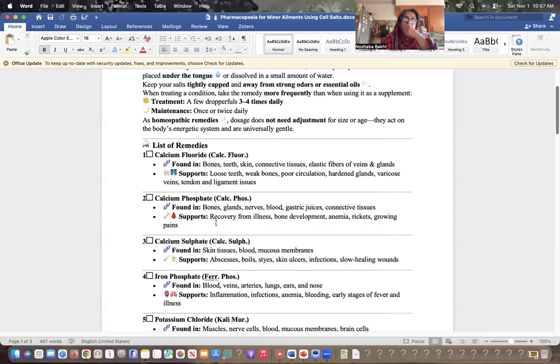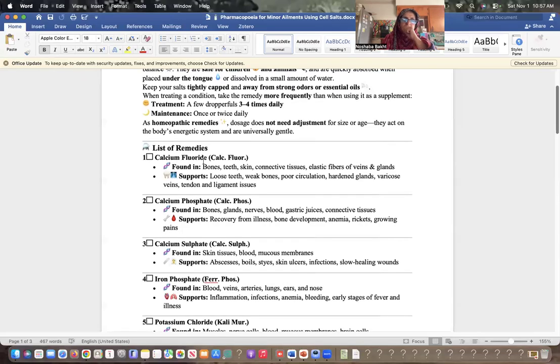So where is it found? It's found in bones, of course, calcium, right? Bones and teeth, but it's also seen in connective tissue, predominantly with elastic tissues, veins, and glands, and skin.